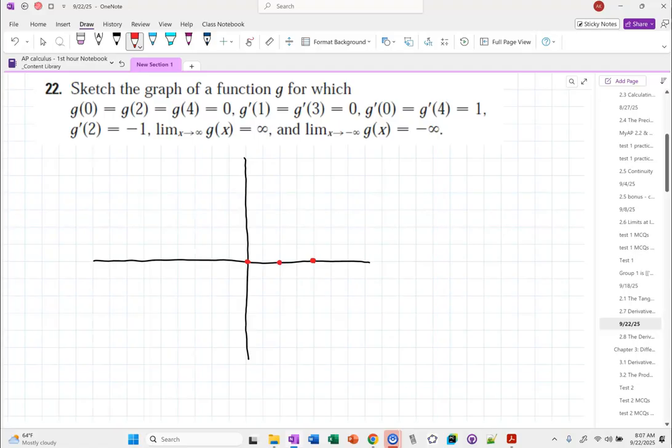Okay. It says g prime of 1 and g prime of 3 are 0. Remember, g prime is the slope of the tangent line. So, are we given anything in between? g prime of 0 is 1 and g prime of 4 is 1. So I'm just going to sketch that in. The reason I'm skipping this for now is that I don't know if I want to draw the 0 slope above or below the x-axis. So I'm going to skip that for a second.